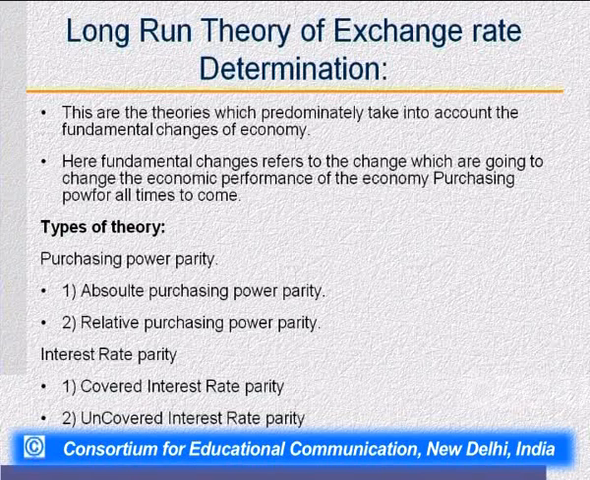First is purchasing power parity, which has two aspects: absolute purchasing power parity and relative purchasing power parity. The third one is interest rate parity, which also has two types: covered interest rate and uncovered interest rate. So first we take the purchasing power parity. We will look at its meaning, and after that we can take the short run equilibrium.